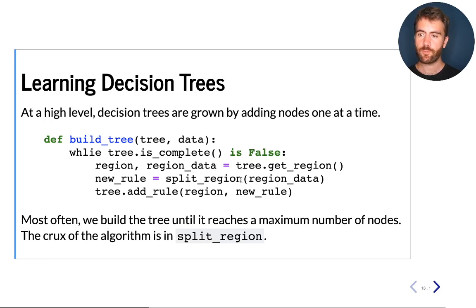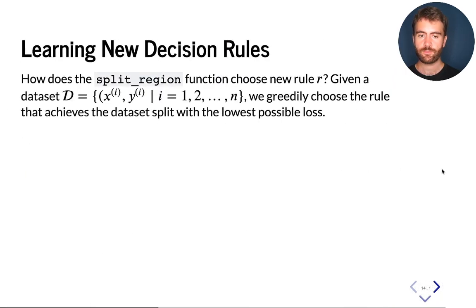And the most important part is within this split region function, which essentially, given a region, determines what new rule we add based on the data that's in this region. So how does this split region function choose the rule?